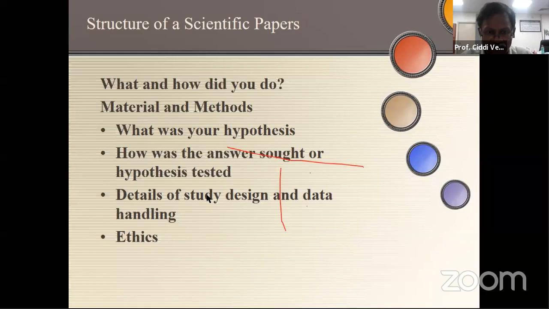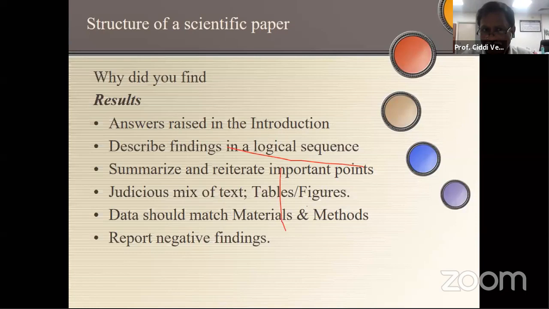Then results. What is it that you have found? That is your result. What are the answers to the questions asked? What are the answers to the questions raised in the introduction? What are your findings? Make them in a logical sequence. Summarize, reiterate important points. Use a judicious mixture of text, tables, figures. Data should match materials and methods.